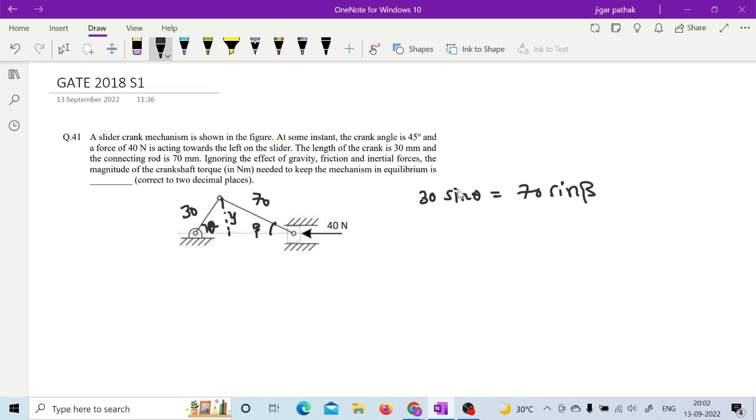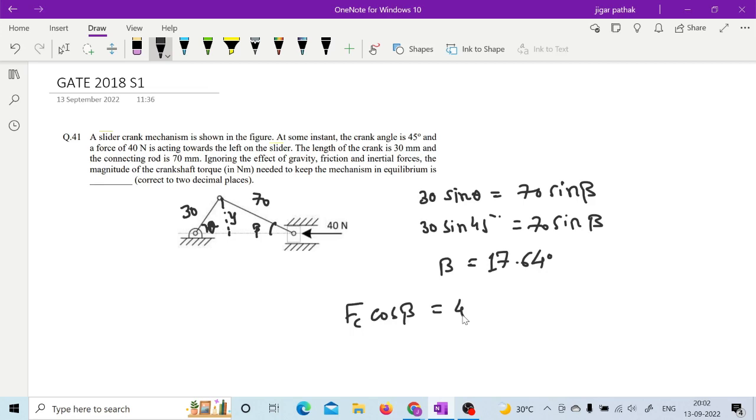So in this, I guess they have provided the crank angle, right? So this crank angle is provided, so this 30 sine 45 maybe equal to this 70 sine beta. So if you further simplify it, you can calculate beta, which will come around 17.64 degree, right?